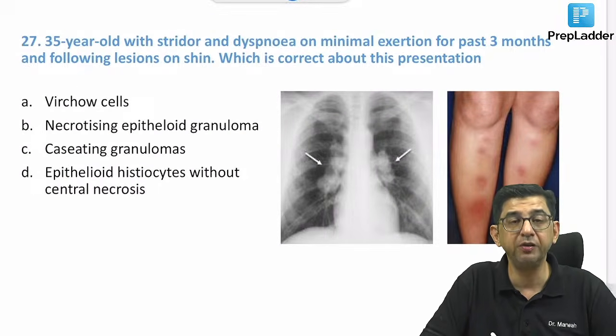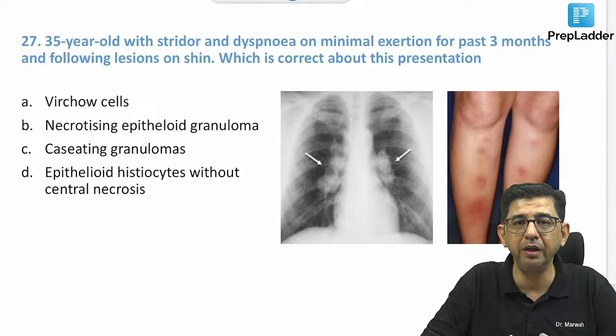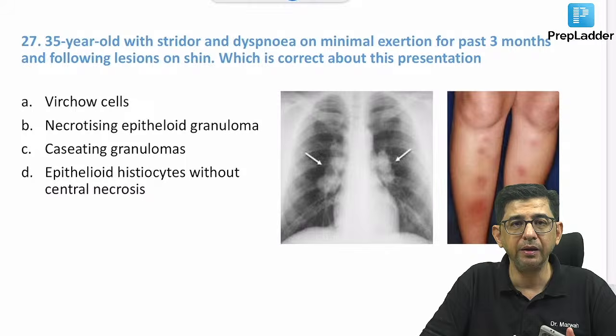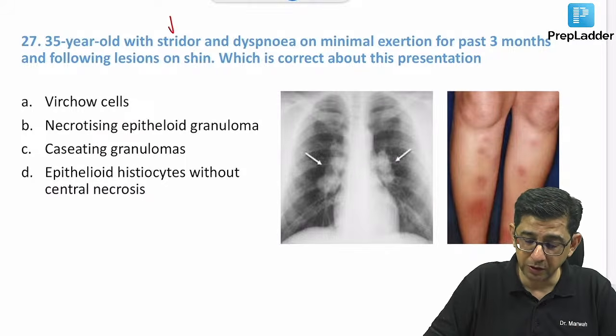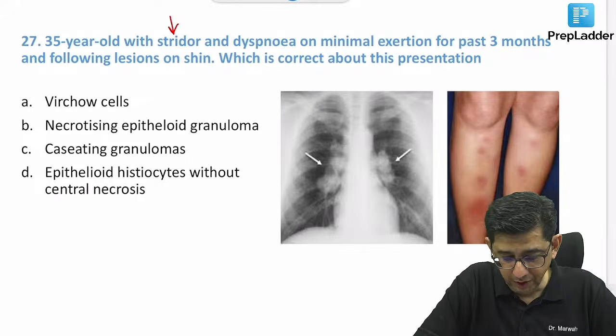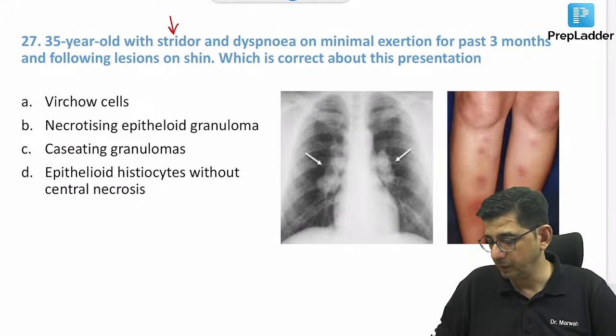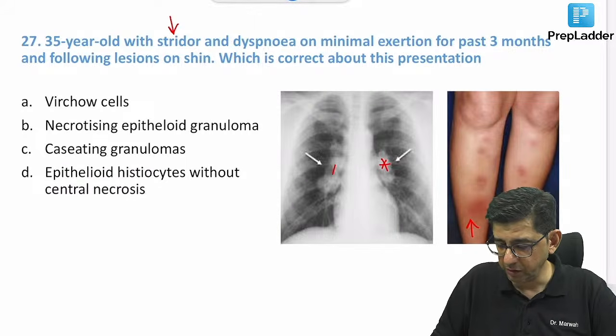Moving to the next part of our discussion, we have this lady. She's having stridor with breathing difficulty for the past 3 months. And inspiratory stridor is always a cause of concern that there's something pressing on the large airways. And then there are lesions on the shin of this lady as well. You can notice those purple lesions on the shin. You can notice these big lymph nodes in the chest of the patient.